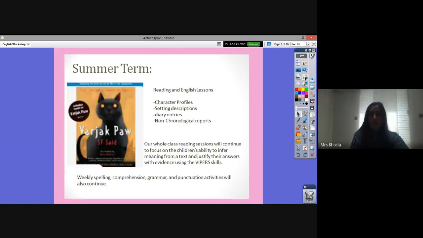For the first half term, our core text will be Vajekpur for both reading and English lessons. We will enter the world of Vajekpur, the mystical Mesopotamian cat. Using this text, the children will learn to create character profiles and setting descriptions to help entertain a reader. We will also examine examples and features of diary entries and then write a diary entry from a character's point of view. Later, we will examine examples and features of non-chronological reports, and the half-term's work will culminate in the children writing their own non-chronological reports.